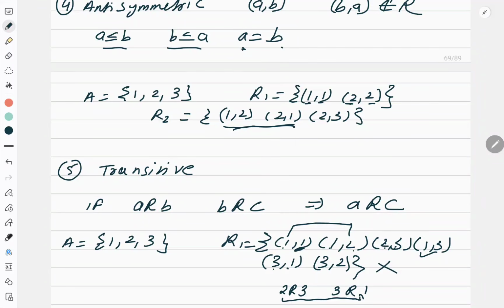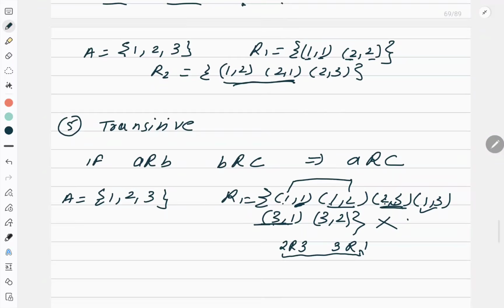Just check it once again. See, I have (1, 2), (2, 3). So (1, 3) should be there. Okay. Now (2, 3) is there, and then 3 is starting, (3, 1) is also there. Right? (3, 1) is also there. So (2, 1) should also be there. Then only it will become transitive. Understood? So this one is not transitive.